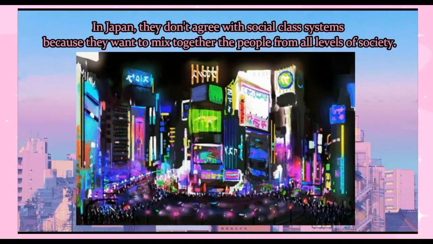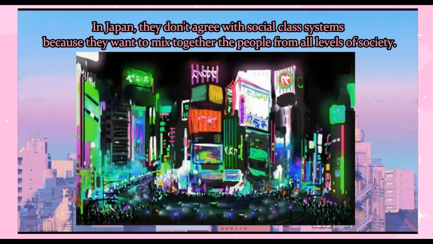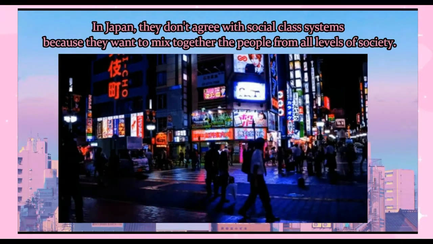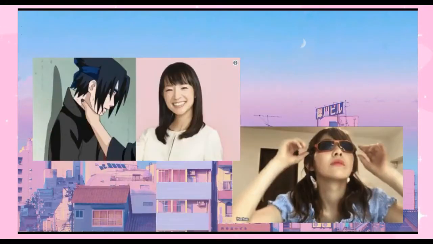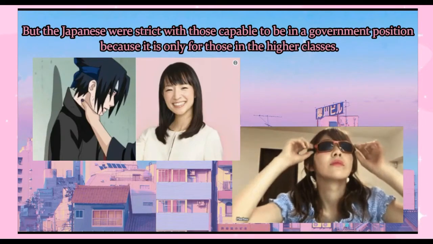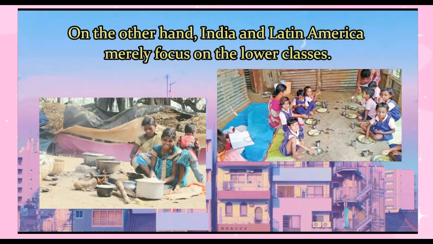In Japan, they don't agree with social class systems. Instead, they mix the people together from all levels of society. The Japanese were very strict with those really capable to be in the government positions because it is only for those in the higher classes. Meanwhile, in India and Latin America, they really focus on the lower classes.